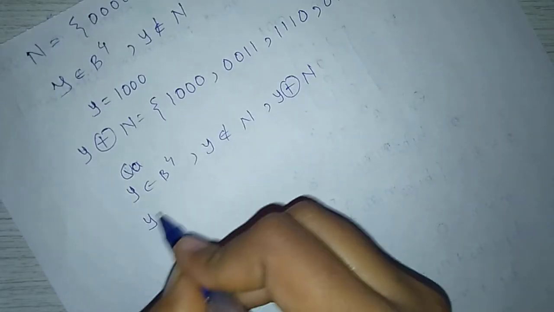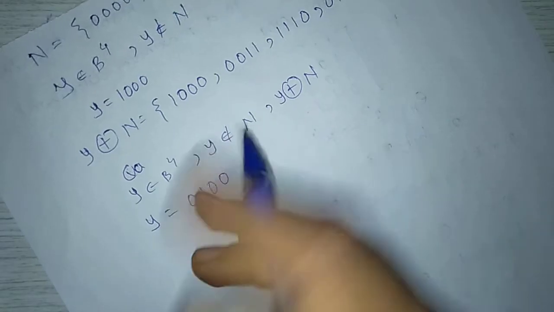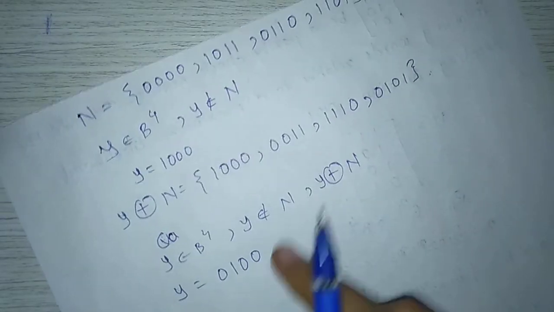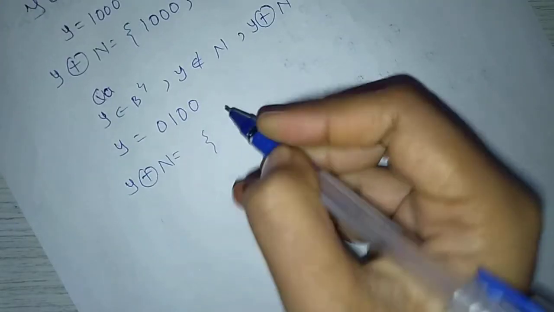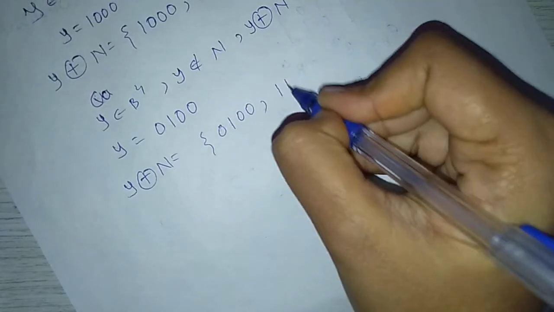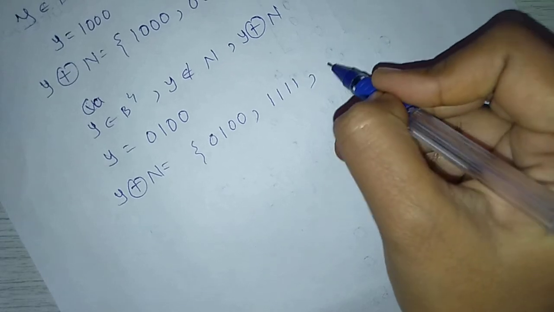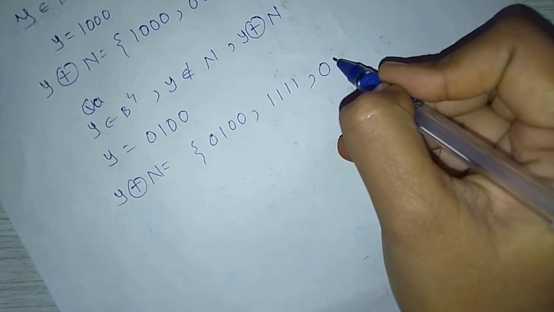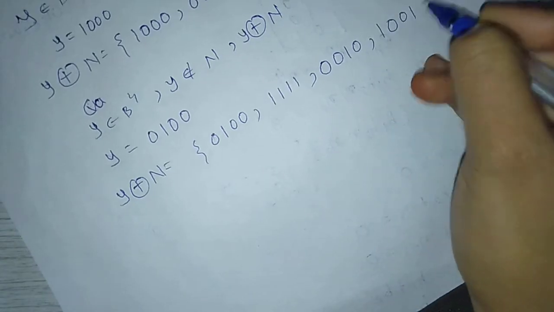So take y equal to 0 1 0 0. 0 1 0 0 does not belong to these two sets, and then compute y ring sum n. We get 0 1 0 0, 1 1 1 1, 0 0 1 0, 1 0 0 1.